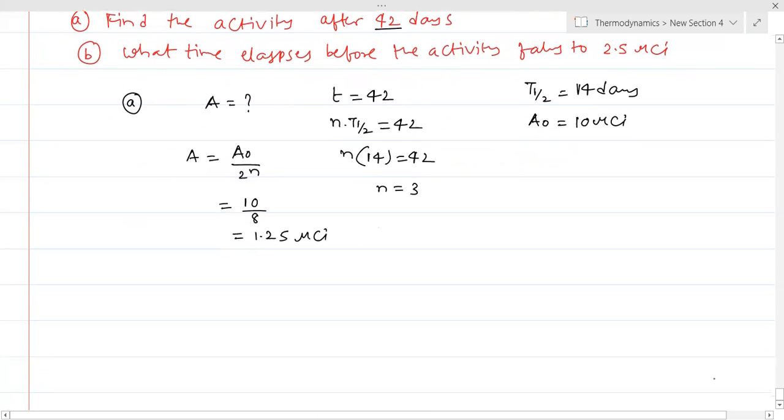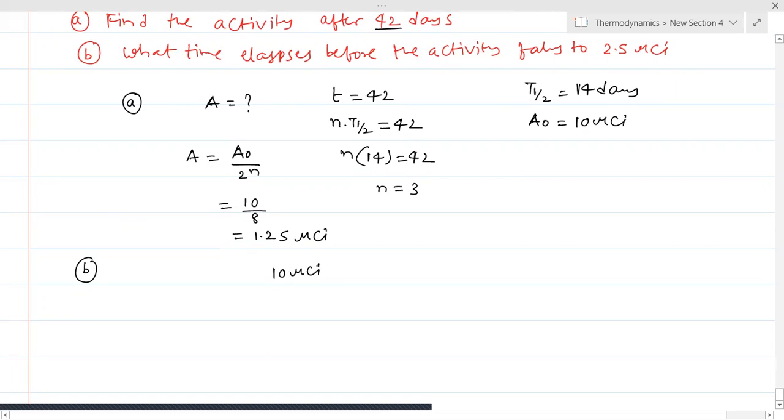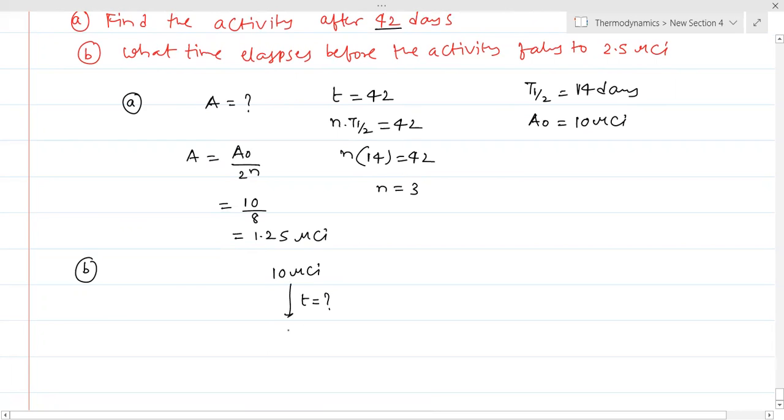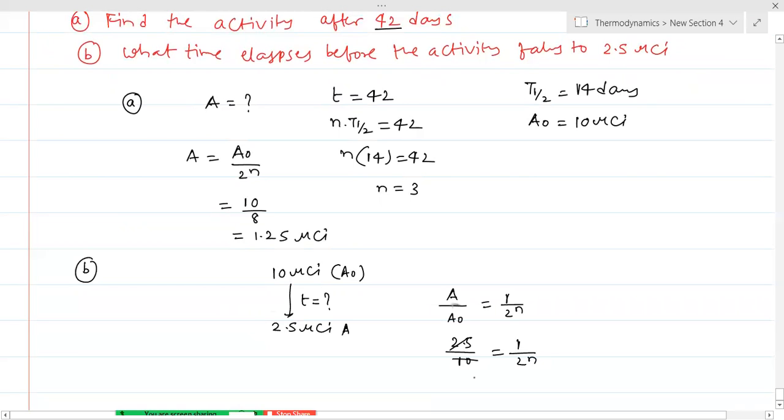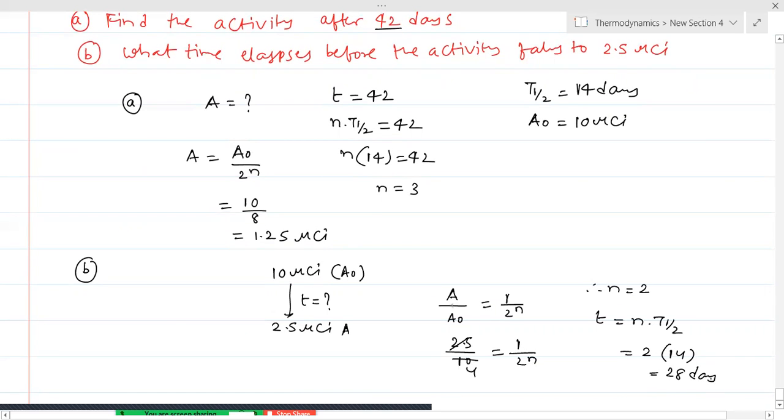And one more discussion: initially it has an activity of 10 microcurie. After what time does the activity reduce to 2.5 microcurie? Here 10 is taken as A naught, and this will be A. So we write A by A naught equals 1 by 2 power n. 2.5 by 10 is equivalent to 1 by 4, so 1 by 4 equals 1 by 2 power n. Therefore n is equivalent to 2. The time required is t equal to n into t half. n is 2 and the half-life is 14 days, so therefore we are taking it as 28 days.